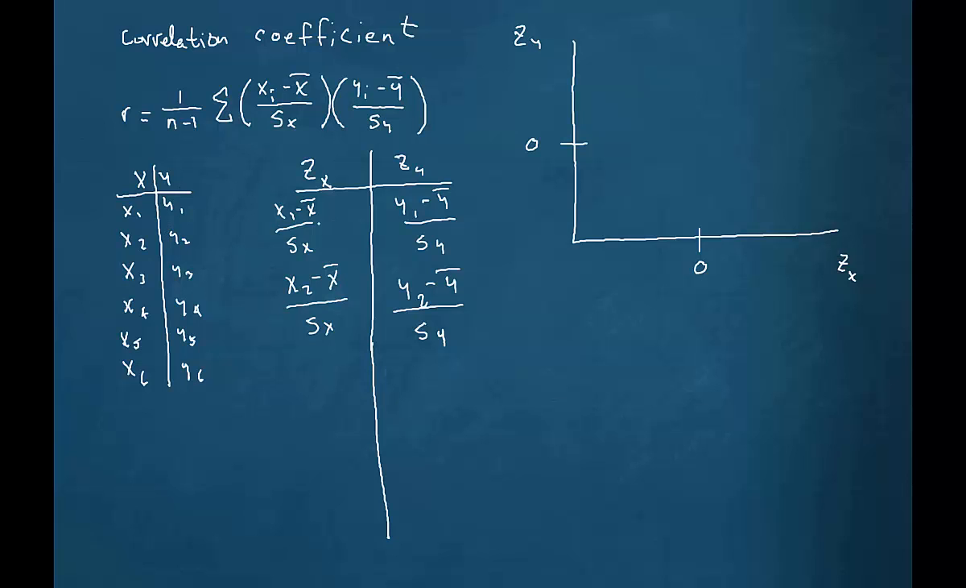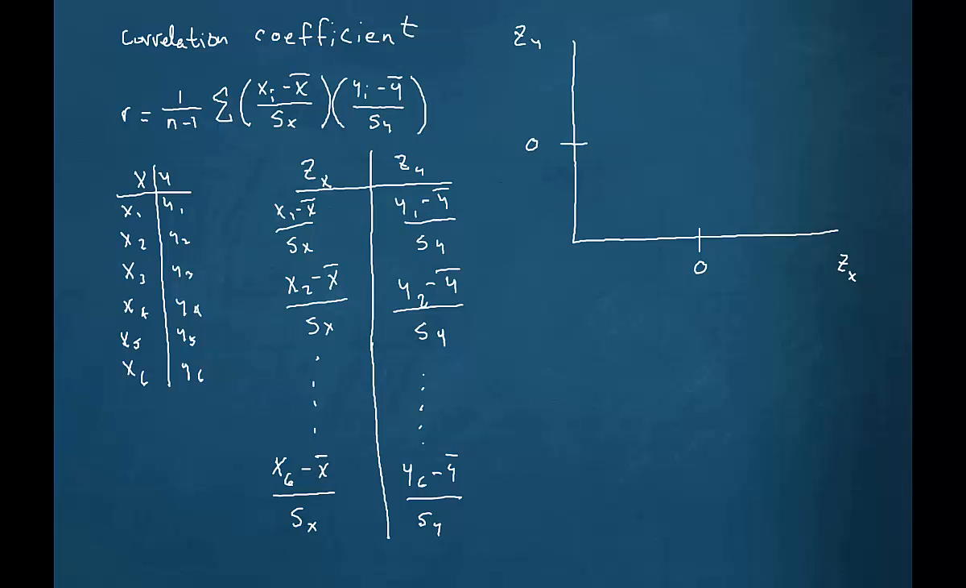So if we were to calculate these z-scores, then in our column here for z sub x, the z-scores for the x values, we'd have x1 minus x bar over sx, x2 minus x bar over sx, and on down like this until we got to x6 minus x bar over sx, and then same thing with the y's. y1 minus y bar over sy, y2 minus y bar over sy, on down to y6 minus y bar over sy. And then we could make ourselves a scatter plot of these corresponding z-scores for x and y.